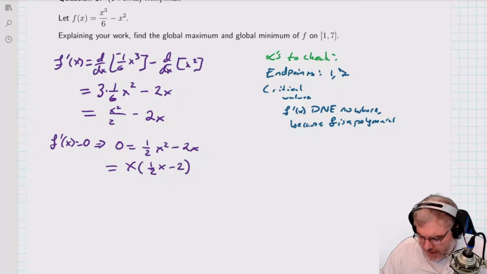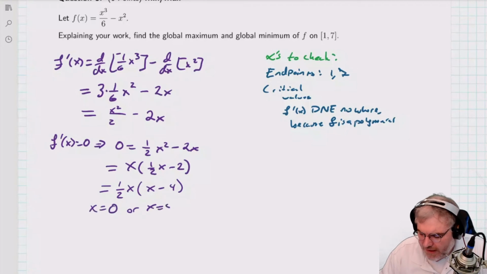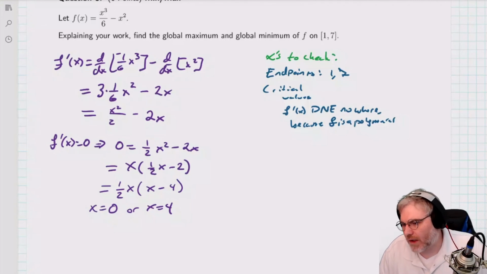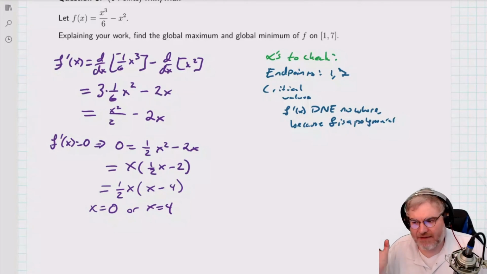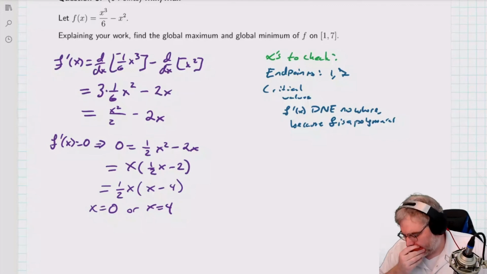Okay, that's glorious. So I pull out the 1/2, and I wind up with 1/2 x times x minus 4. So x equals 0 or x equals 4. And you didn't have to actually factor it all the way. You could have said, oh, 1/2 x minus 2, that's x minus 4. I mean, x equals 4 will give me that. I didn't actually have to factor out the 1/2 if I didn't want to. This is kind of a canonical version, but it doesn't really matter, as long as you get the x equals 4.